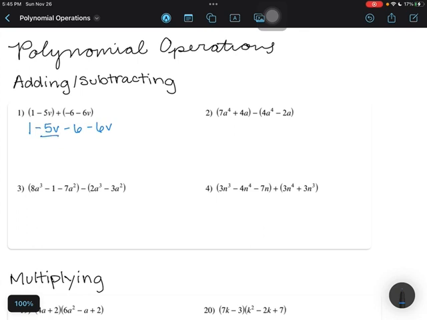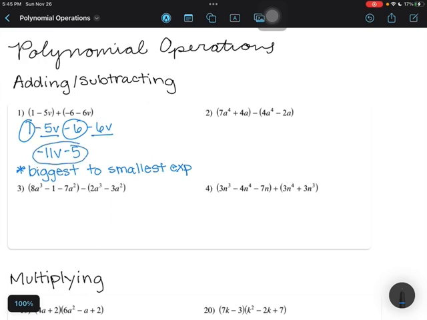So here I have a negative 5v and a negative 6v, negative 11v, and a 1 and a negative 6, which is negative 5. I always want to check that my terms are in order from biggest to smallest exponent. If they're not, then I just need to reorder my terms so that they fit that. That's what we call standard form. And so if I check here, negative 11v has just an imaginary 1 as an exponent there, and then minus 5. So we are all good. My exponents don't change when I add or subtract.